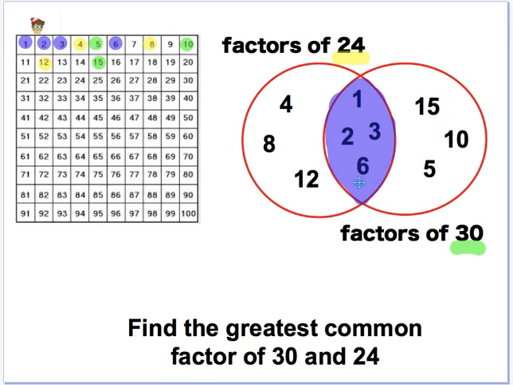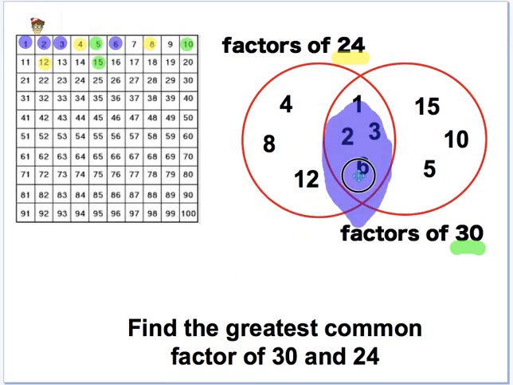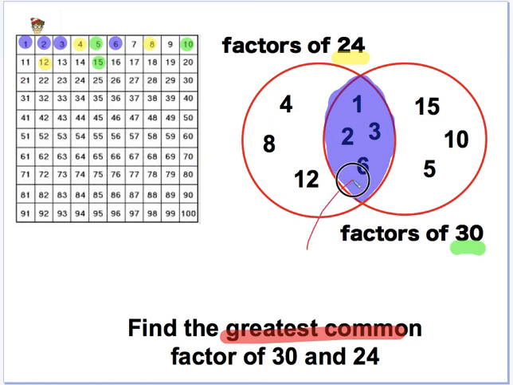The ones that appear in both of them, for example, 1 appears as a factor of 24, and it also appears as a factor of 30, so it goes in the middle because it's a Venn diagram. That's the shared space. 2 is a factor of 24, but it's also a factor of 30. It goes in the middle. And 3 and 6. Now the question said, what is the greatest common factor? So we look at the common factors, 1, 2, 3, and 6, and which one is greatest? Boom, number 6 right there. That is our greatest common factor.